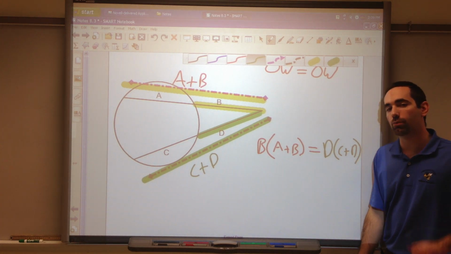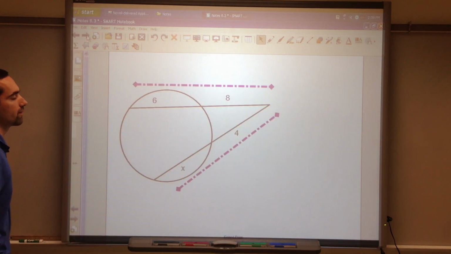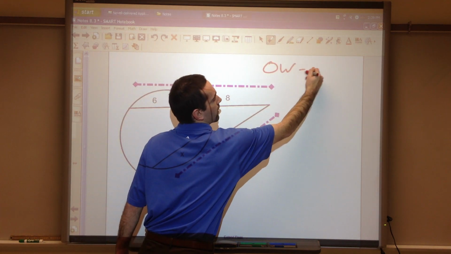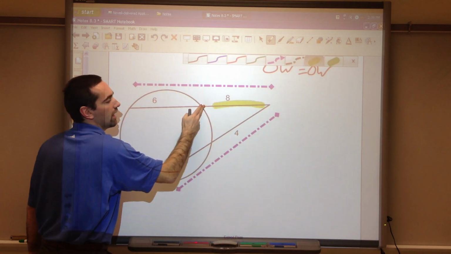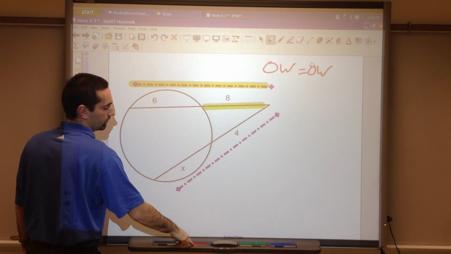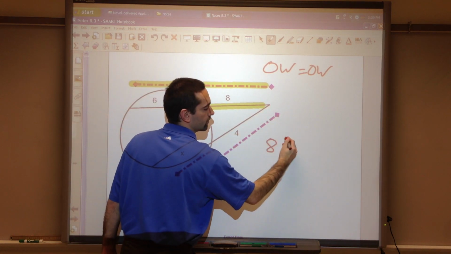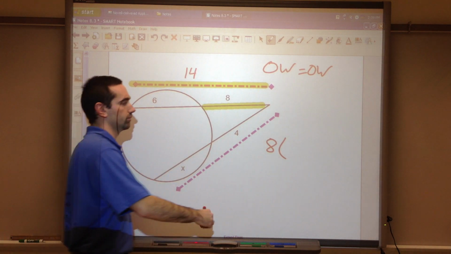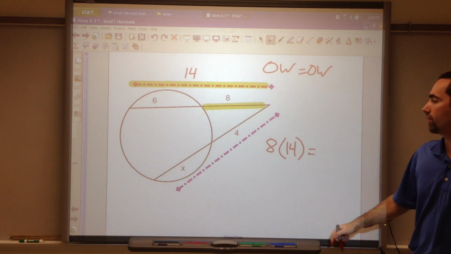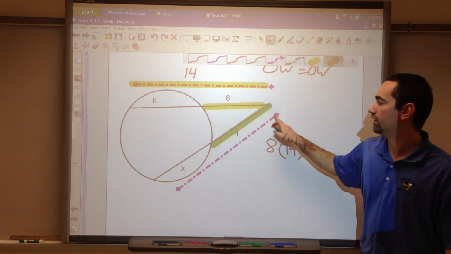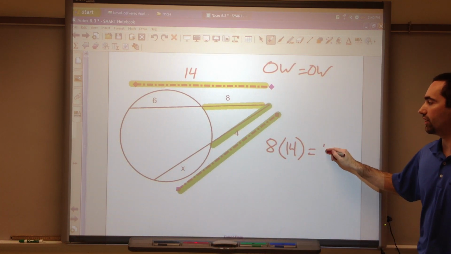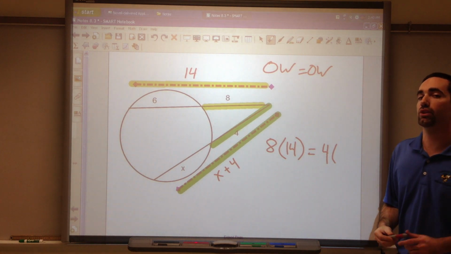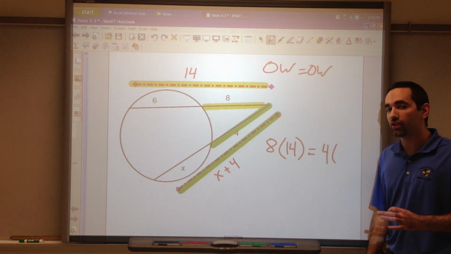Let's look at an example with numbers. Alright, here we go. Outside whole equals outside whole, or OW. The outside is 8. The whole is 6 plus 8, 14. So 8 times 14 equals the outside, which is 4, times the whole. The outside is 4. The whole is x plus 4. And I could work it out as x plus 4. I like to make my life a little bit easier.